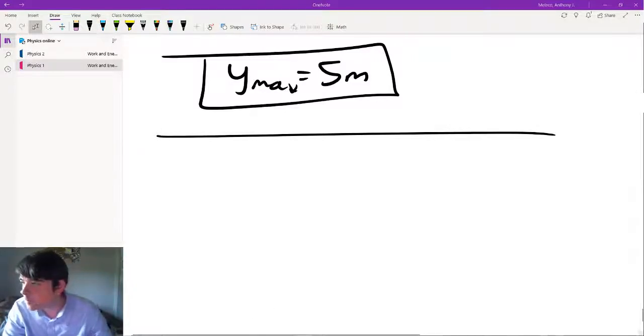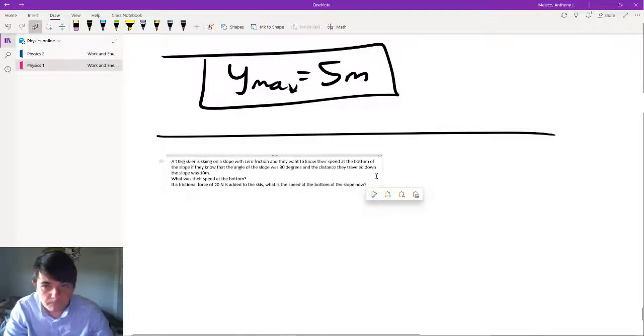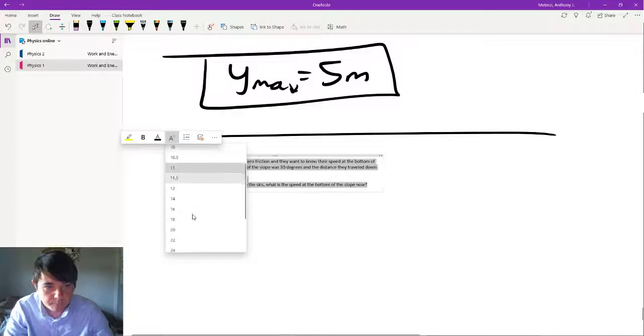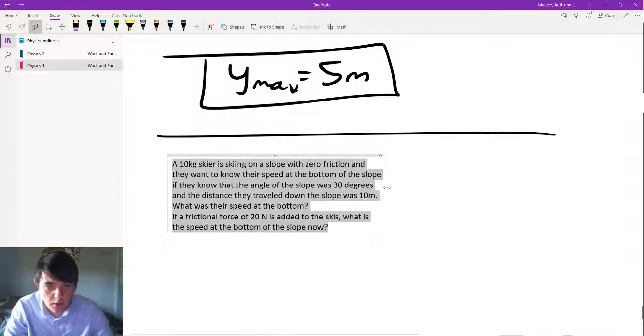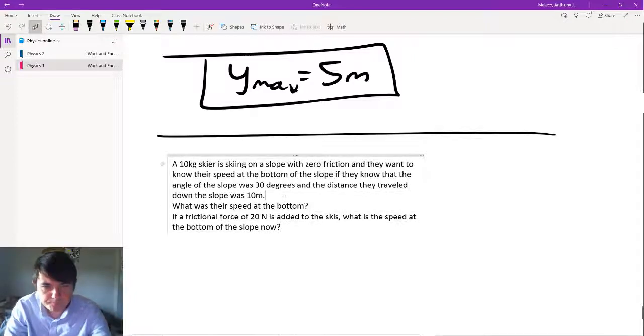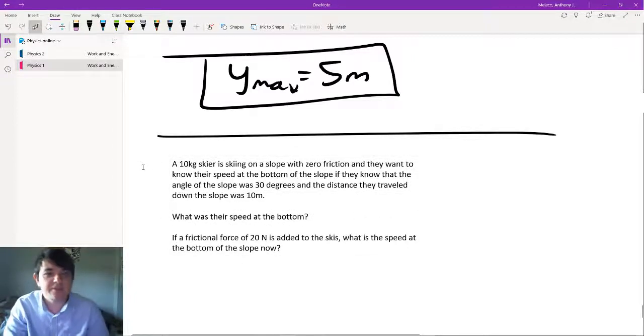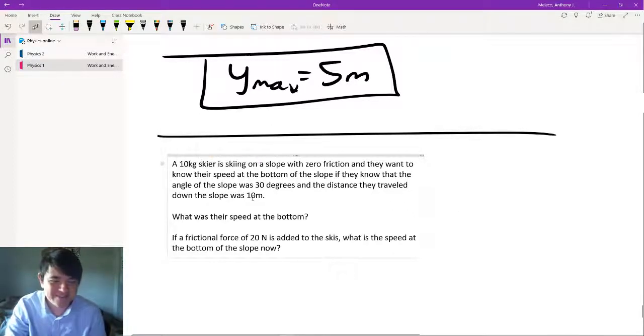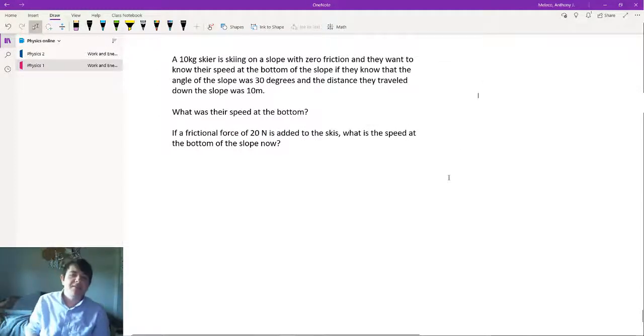Next problem. A 10 kilogram skier. That's not really, if someone's 10 kilograms, they're not very big. A 10 kilogram skier is skiing on a slope with 0 friction, and they want to know their speed at the bottom of the slope. If they know that the angle of the slope was 30 degrees and the distance they traveled down the slope was 10, what is their speed at the bottom? And then it says if there's a frictional force added, what is their speed now?